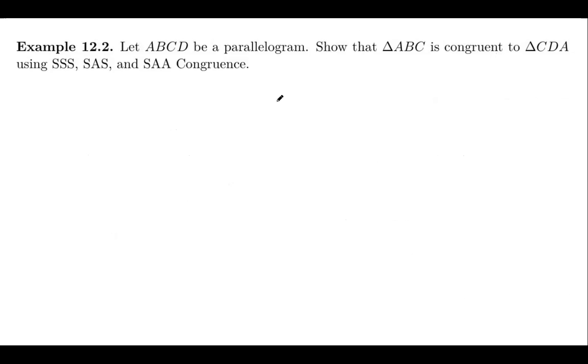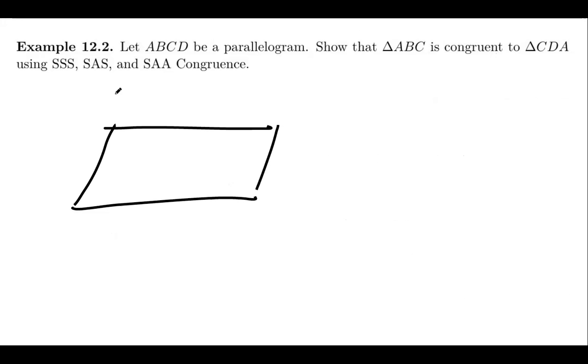And let's also talk about this one. Now we have a parallelogram in this example. So let's draw it real quick. This isn't the best drawing, but well, A, B, C, D. And we're trying to show that ABC is congruent to CDA. So kind of these two triangles here.